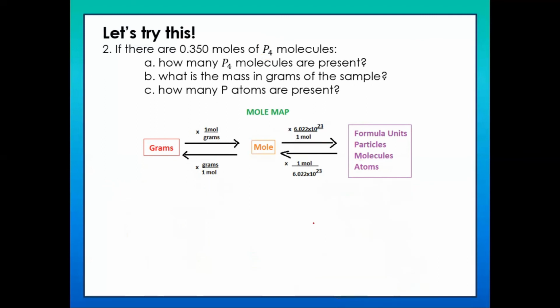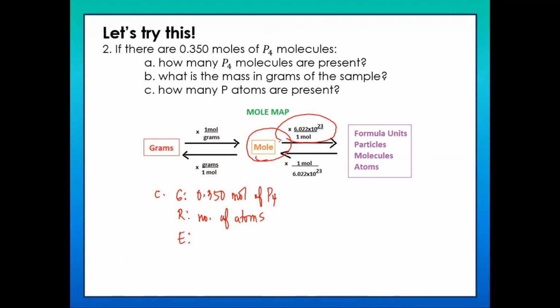Now, for letter C, we are asked to compute for the number of atoms present. So, yun ang ating required. Same given pa rin tayo. Kasi, same problem pa rin naman tayo. Okay? So, number of atoms. Now, tingnan natin yung mole map kung saan tayo direction titingin para tama ang dimensional analysis natin. Mole ang given, number of atoms. So, dito yon. So, pag ganitong direction tayo, so we're going to use this one.